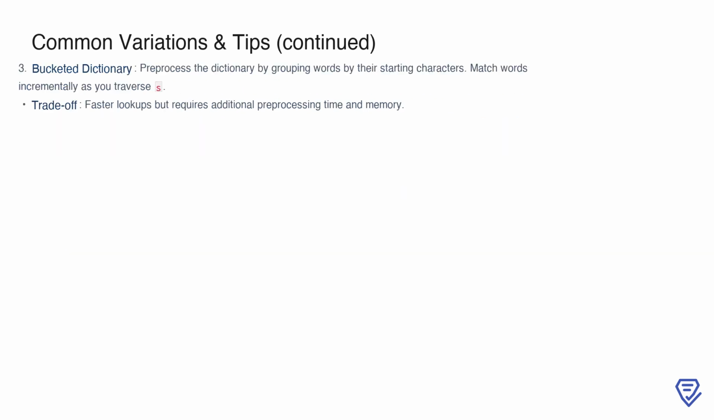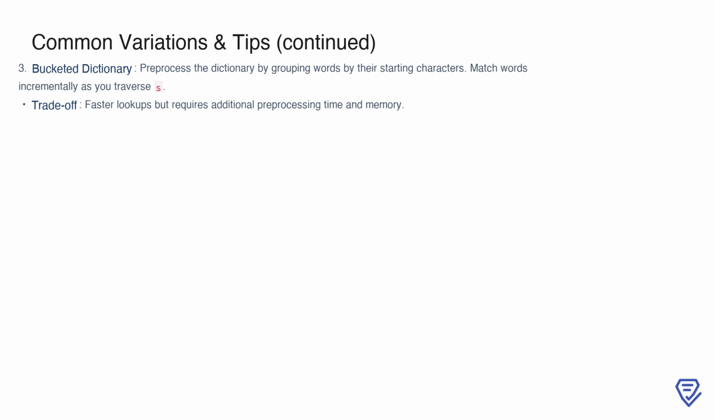Another alternative worth considering is the bucket dictionary approach. Here, you pre-process the dictionary by grouping words based on their starting characters. As you traverse the string S, you can incrementally match and filter out words from the relevant buckets. This allows for faster lookups during the traversal phase, which can save time when working with larger dictionaries. The trade-off is that this method requires additional pre-processing time and memory to set up the buckets. While it's not always the first choice, it can be a powerful optimization in scenarios where the dictionary is large and the input string is long.